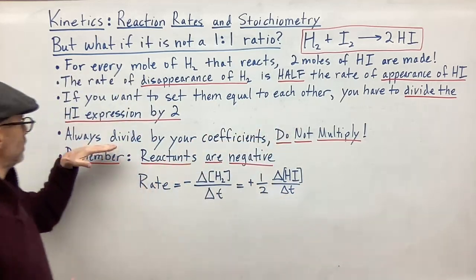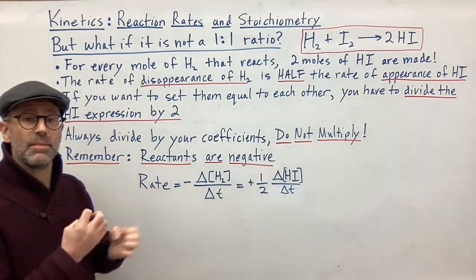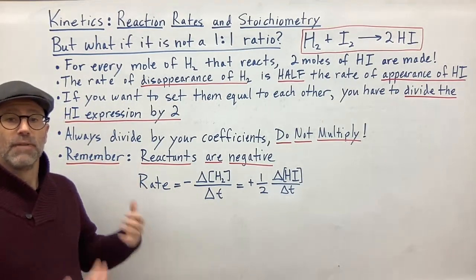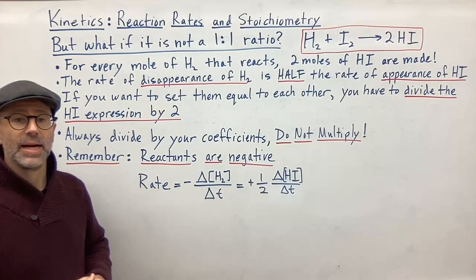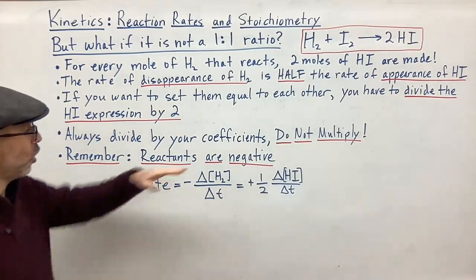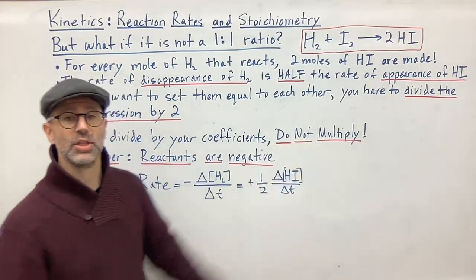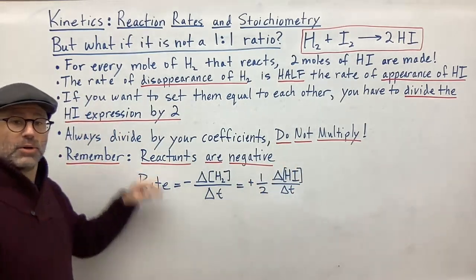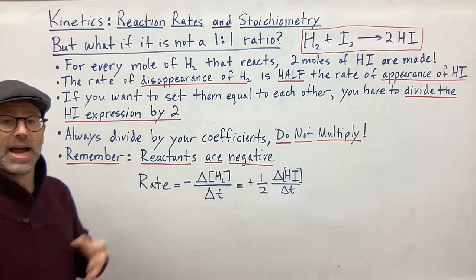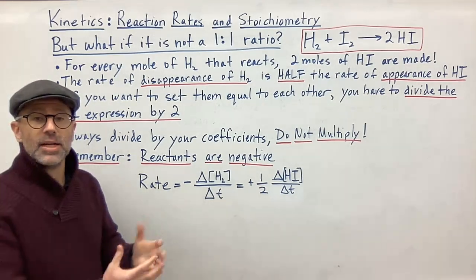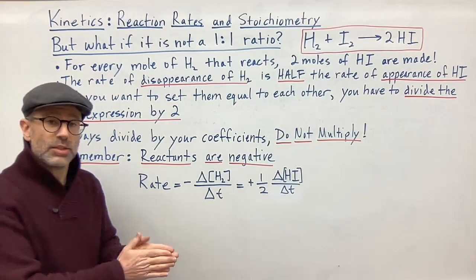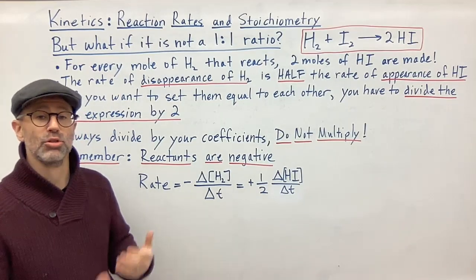So what you're going to notice is that if you want to get the expressions equal, you're going to have to divide that expression by its coefficient. So don't multiply by the coefficients. You're going to divide them to get them equal. Remember also that reactants are negative. The reaction rate based upon the loss of reactant is going to be negative because you're losing reactant.